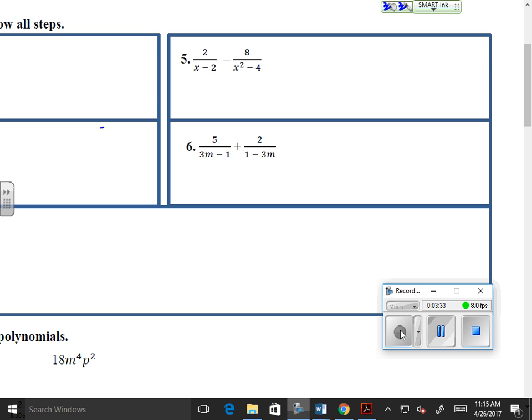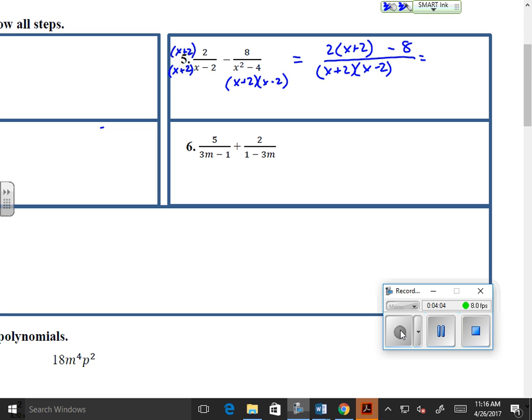Number 5, we need to get a common denominator. Since x squared minus 4 factors into x plus 2 times x minus 2, then I need to multiply this fraction on the left by x plus 2 over x plus 2. And I'll have a common denominator at that point, and so I'll add 2 times the x plus 2 minus 8 over the x plus 2 times x minus 2.